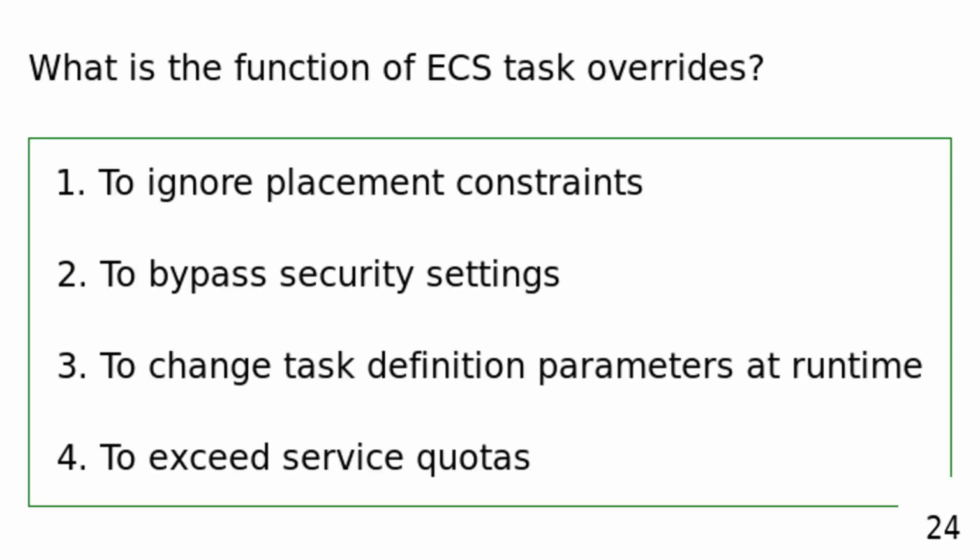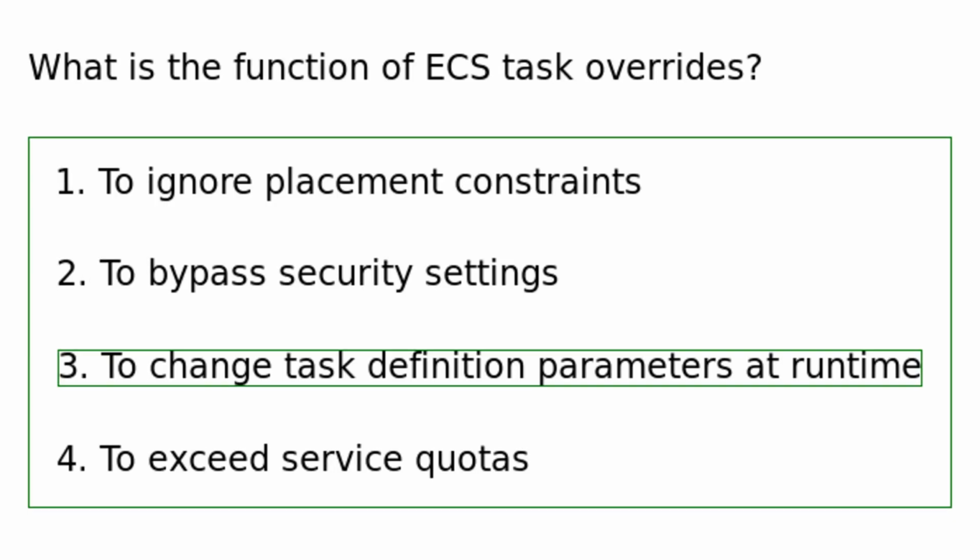What is the function of ECS task overrides? To ignore placement constraints, to bypass security settings, to change task definition parameters at runtime, to exceed service quotas. ECS task overrides allow you to change certain task definition parameters when running a task.